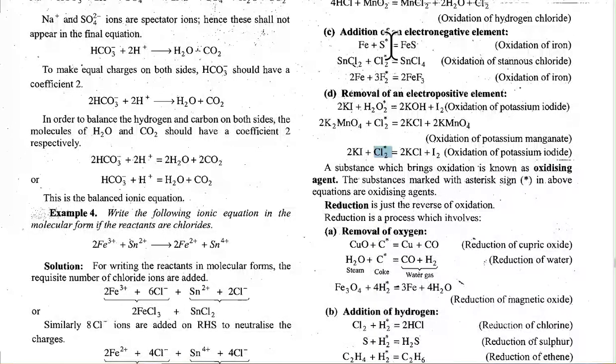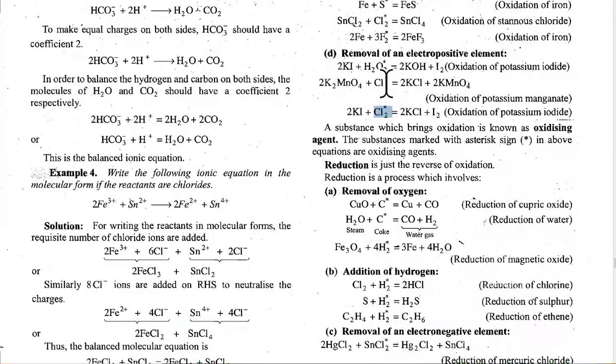Here in other examples also you can see, sulfur is causing oxidation of iron. So sulfur here is the oxidizing agent. See, oxidation of iron. So iron gets oxidized by sulfur and is converted into iron sulfide. So sulfur is the oxidizing agent.